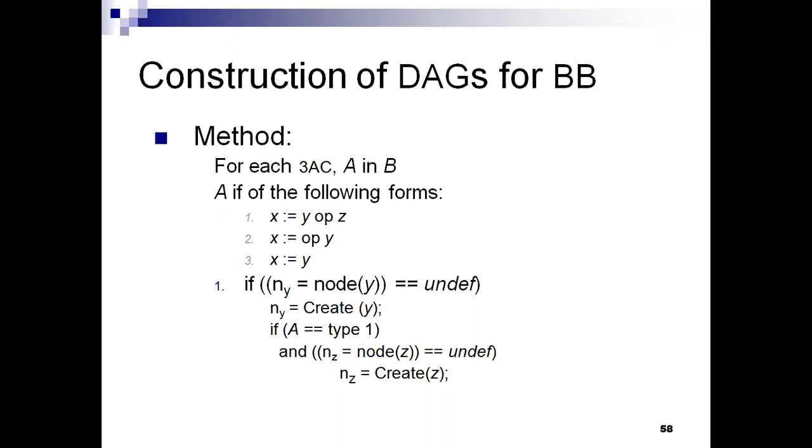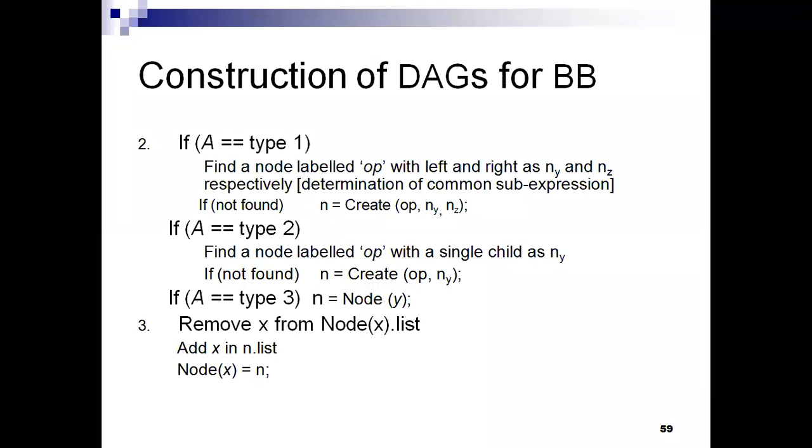For case one, x = y op z, first you need to create a node operator whose left child is node y and node z will be the right child. Also here you need to check for any common subexpressions. In case 2, we have x = op y, so there we need to determine whether there is a node labeled operator; such a node will have a child node of y. And in case 3, we have only x = y, which means node n will be created. Node n will be the node of y.